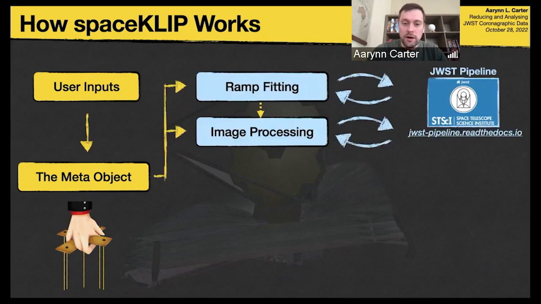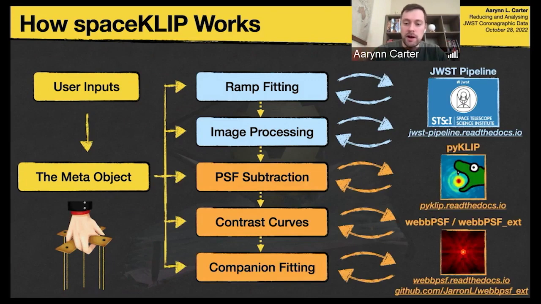The first 2 are ramp fitting and image processing. These are the basic level steps, taking you from the lowest level data products you can get from the pipeline to images that you can start to do science with. And this is where we heavily rely on the JWST pipeline with a few tweaks of our own. And then there's this second chunk, which is the analysis step, using PyKLIP and WebbPSF, where we do the PSF subtraction, the contrast curves, and the companion fitting, like I just showed you.